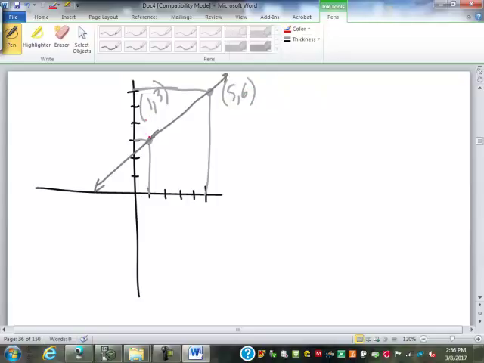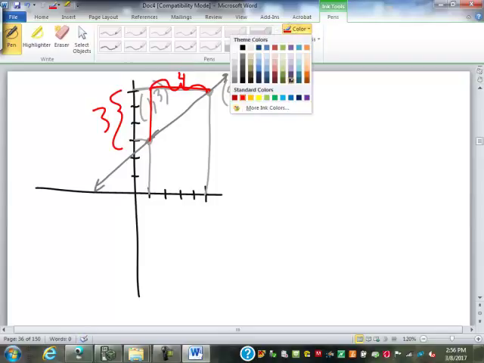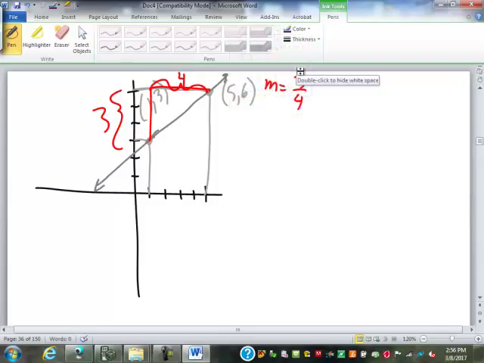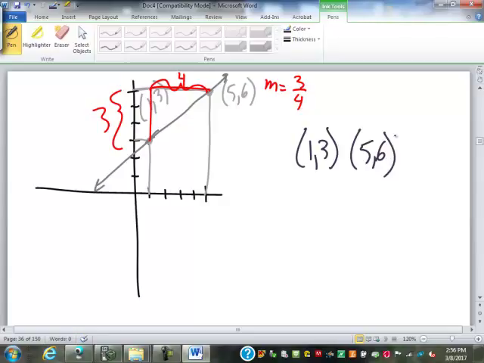To find its slope, we're looking at a rise and a run. How far do we have to rise here? All right, 3, good. And the run? 4, good. So that slope is 3/4. Now, if I just gave you those points, 1, 3, and 5, 6, I could find that slope without having to have the graph.